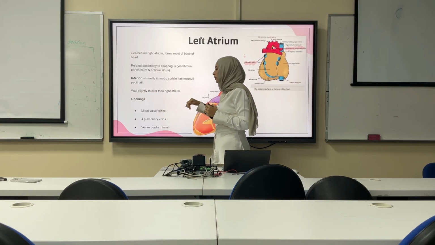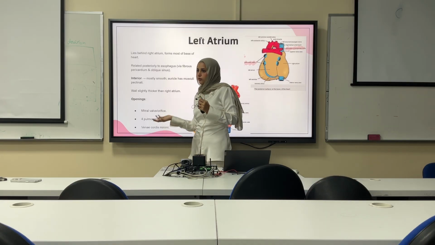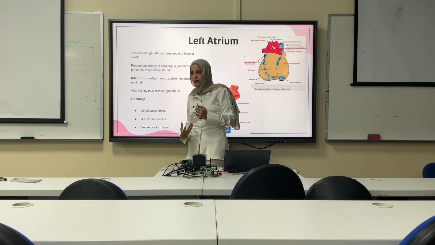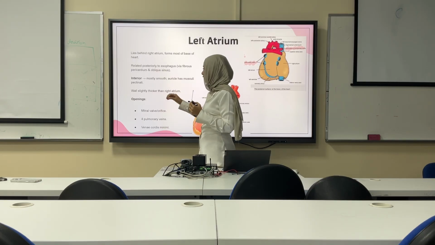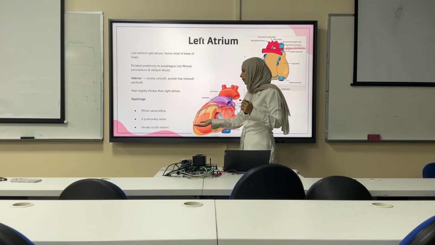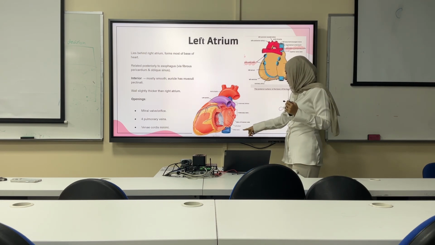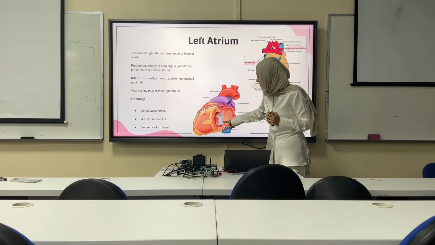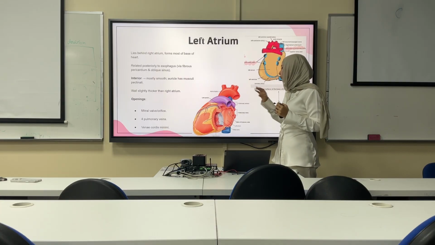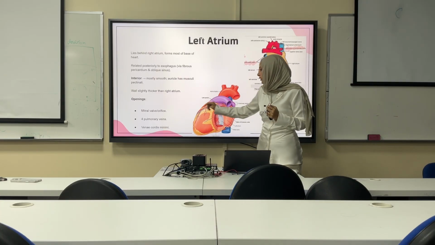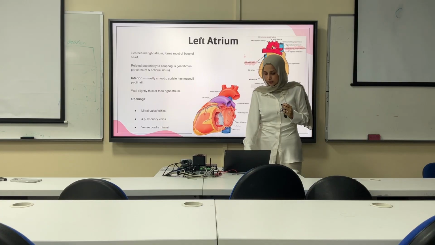Now, the wall is slightly thicker than the right atrium. Why is that? Because we know that the higher pressure causes a thicker wall. Now, the openings, we have the mitral valve orifice. As you can see here, this is the mitral valve orifice. And then we have 4 pulmonary veins that open into it, and then we have the venae cordis again.